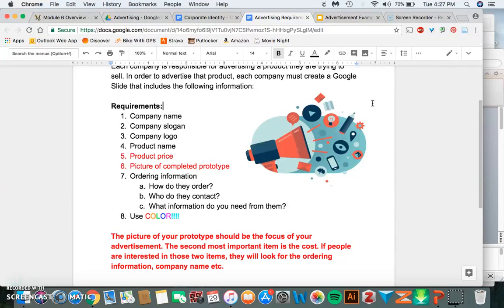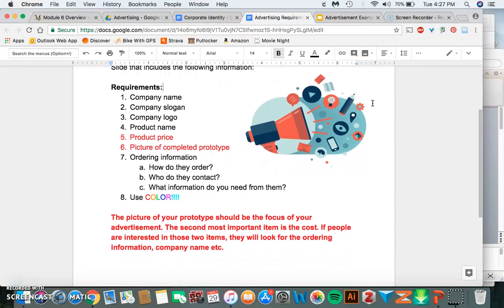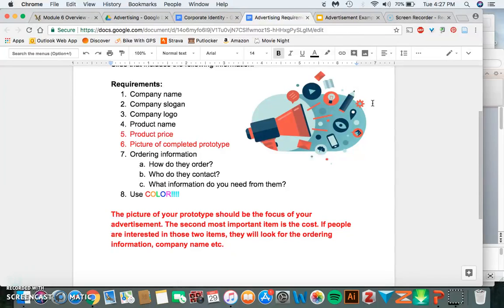I have a note down at the bottom in red that says the picture of your prototype should be the focus of your advertisement. The second most important item is the cost. If people are interested in those two items, they will look for the ordering information, company name, etc. So I have that indicated in red here at the bottom, so it jumps out to the students to make sure that they see that side note, and it's also identified up here in the list in red as well to make sure that students understand that those are the most important components.